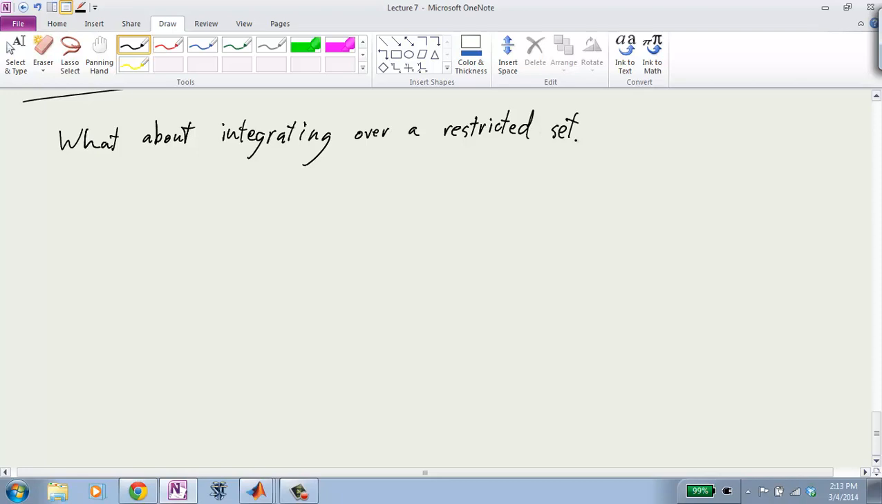So we've been talking about integrating from negative infinity to infinity. What if instead we have an integral over some set A of delta of t f of t? How can we figure out what that should be? The trick is that we can always rewrite this as an integral from negative infinity to infinity of delta of t times f of t times an indicator function over A. That's just a function that's 1 when you're in the set A and 0 otherwise.